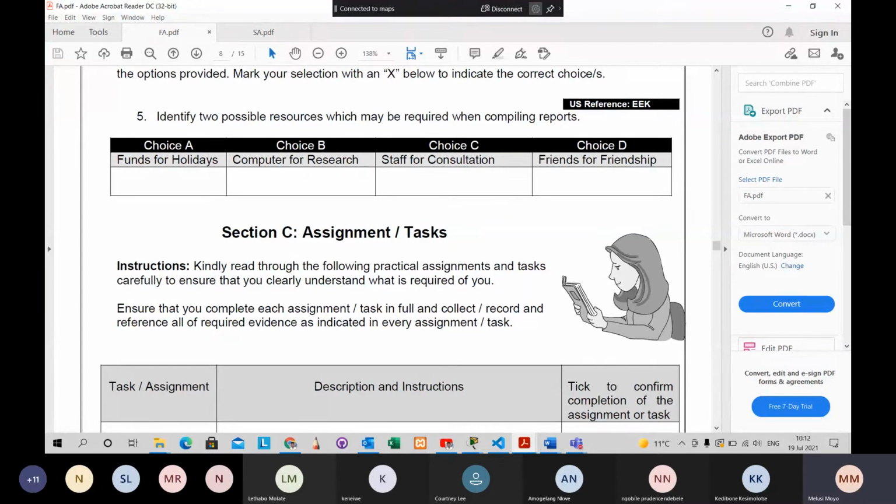A, funds for holidays. B, computer for research. And then C, staff for consultation. D, friends for friendship.